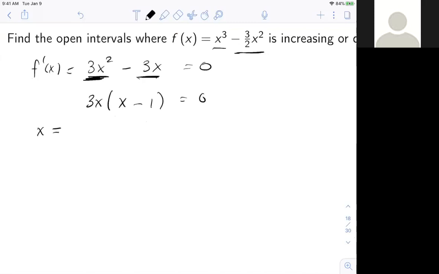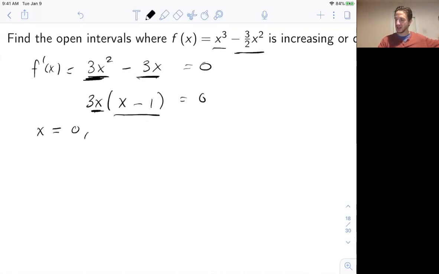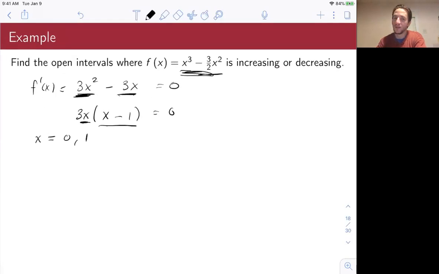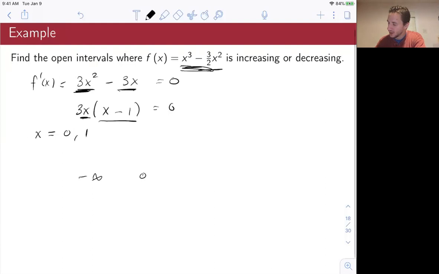Zero and 1. Perfect. I get x equals 0 from this factor, setting this factor equal to 0. And when I set this factor equal to 0, I just get x equals 1. Okay. So then my test intervals, again, this function is defined for all real numbers. So my test intervals are going to be -infinity to 0, 0 to 1, and 1 to infinity.